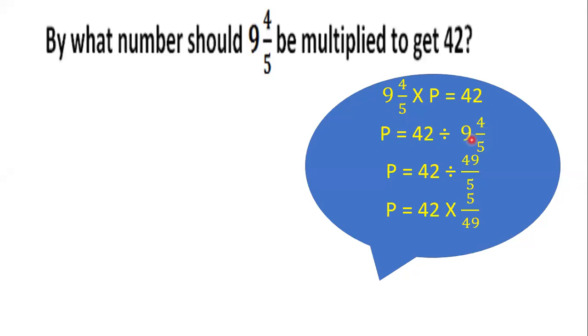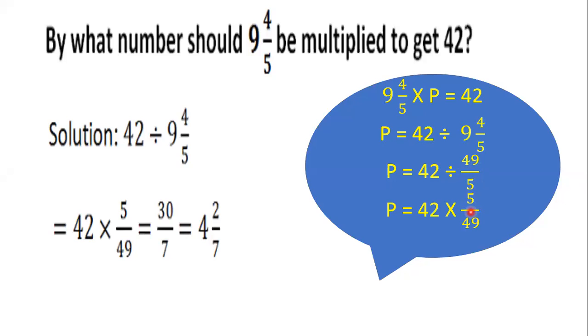5 multiplied by 9 is 45, plus 4 is 49. We have 49 by 5. Children, we have already learned that whenever we have to divide, we keep the first number as it is, we leave it. We change the sign, that is division changes to multiplication. And the next is we flip it over, as in we find the reciprocal. So the reciprocal of 49 by 5 is 5 by 49.